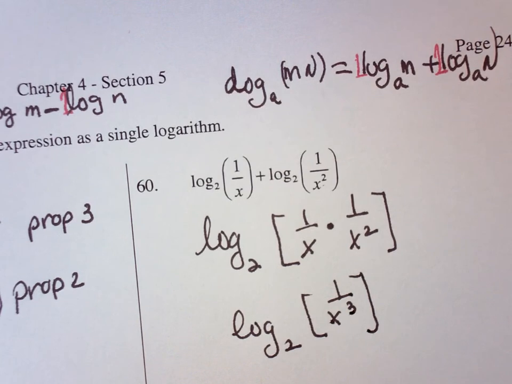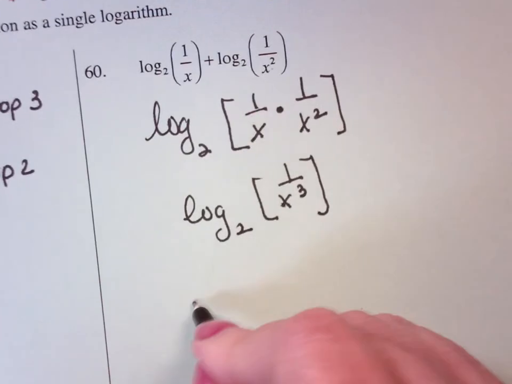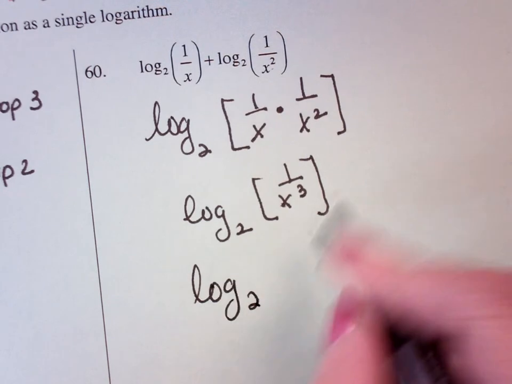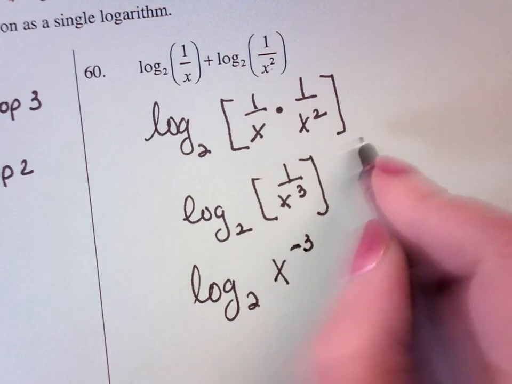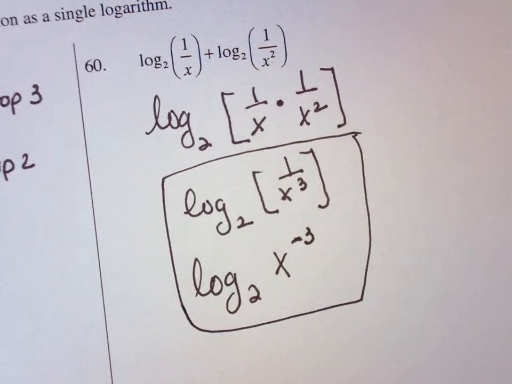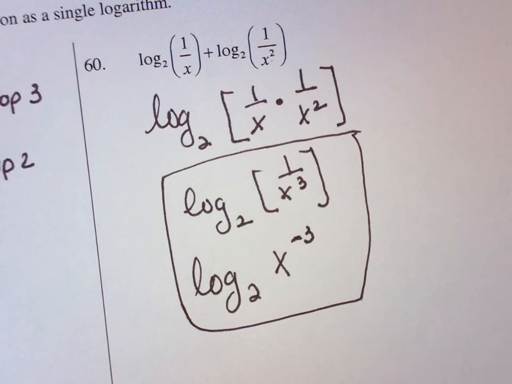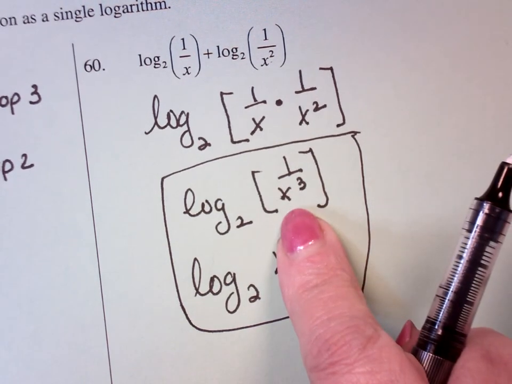Now, to me, that's a perfectly good answer. But your book would write it this way. Log base 2 of x to the minus 3. Either one of those would be fine. Who cares? Depends upon what you're going to do with it, as to how you're going to leave it. If we're dealing with this thing in equation solving, this is probably a better form than this is.